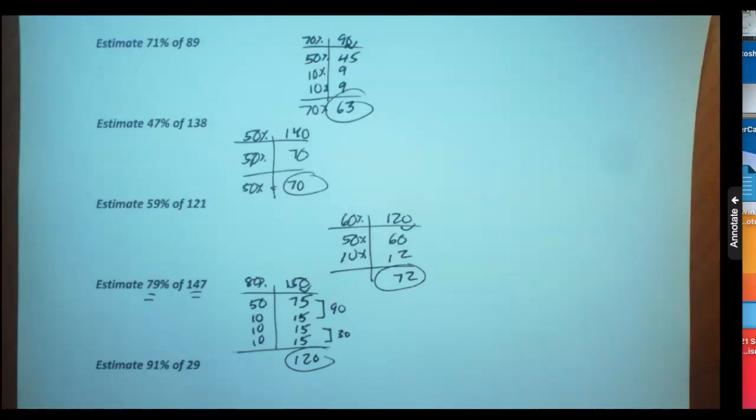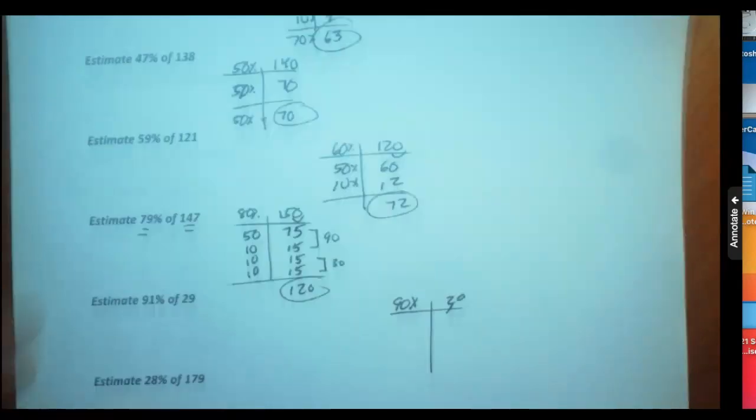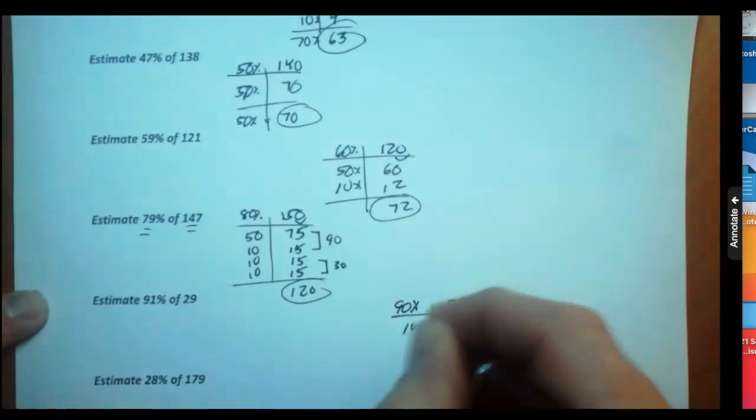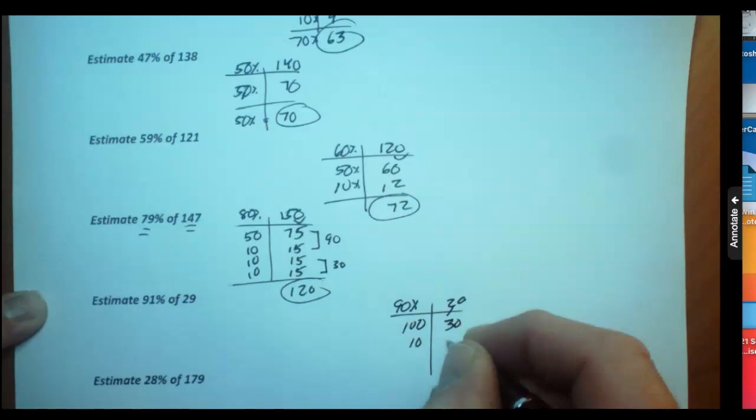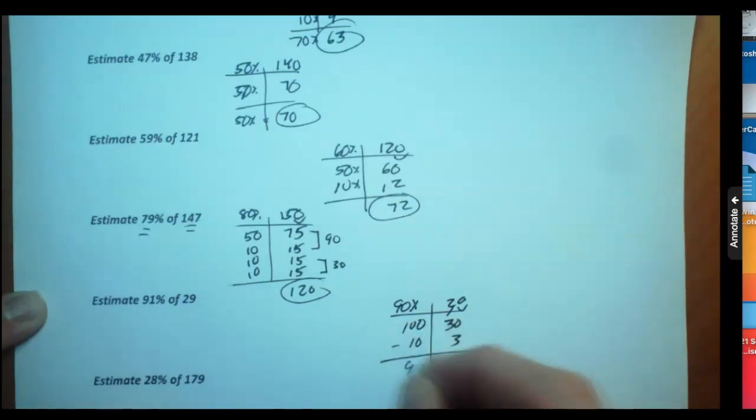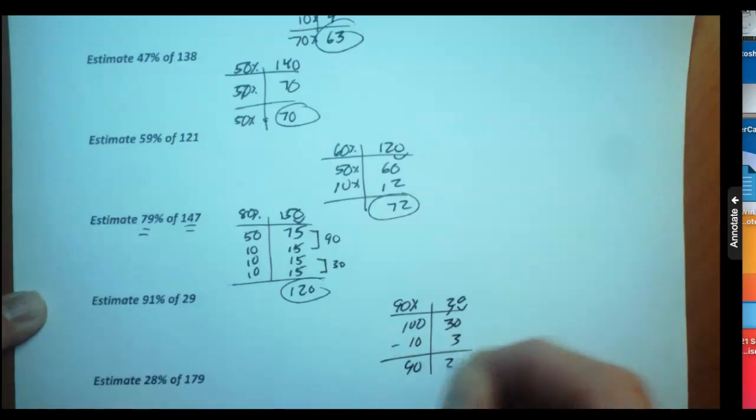All right, I think I'll do one more here. 91% of 29, because I kind of like this. So let's go with 90% of 30. Well, this is a little different here. What I'm going to say is I know that 100% of 30 is 30. I know that 10% is 3. So if I subtract, I'm going to get my 90%, and I'm going to go with 27.